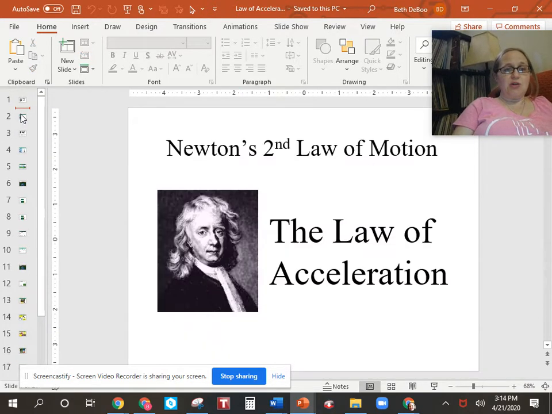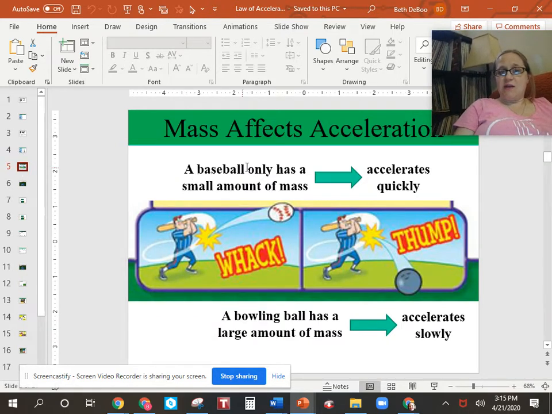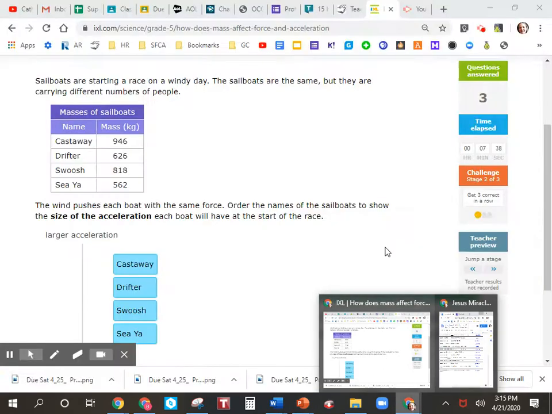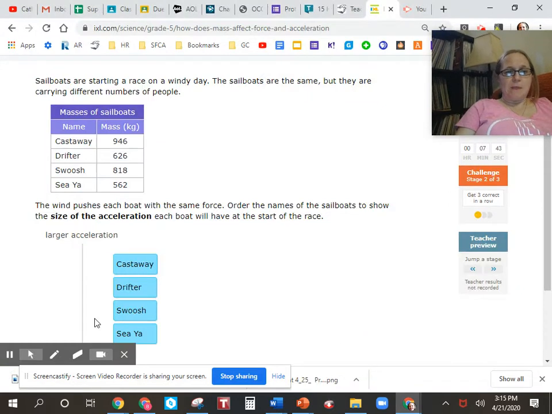We can also look at some of our notes earlier. Okay, that we looked at this. An object with less mass accelerates faster. An object with more mass accelerates slower. And we're able to get those going a lot quicker. So think about this. If you're playing baseball and you actually use a baseball, it's going to accelerate quickly because the baseball has a small amount of mass. Whereas this bowling ball, if you try to hit that, it's going to accelerate very slowly and maybe break your bat because it's so much heavier. So let's think about that and come back to this slide. I think this would be a really helpful slide on this one to do your IXLs.